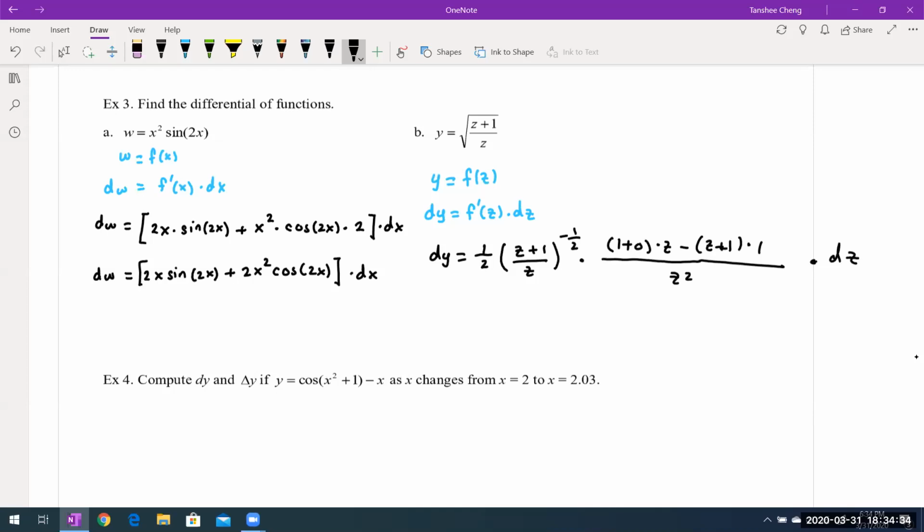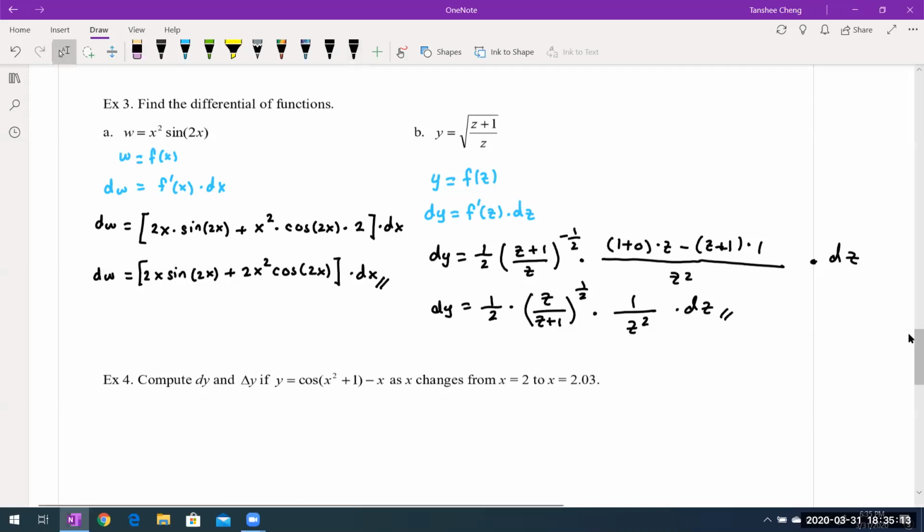Simplifying this, dy, the differential of y, is equal to 1/2 times, changing this into a positive exponent by reciprocating the base, (z over z plus 1) to the 1/2 power, and simplifying the top part right here, z minus (z plus 1), which will be negative 1, over z squared times dz. So this is my differential of the function. Any questions before I move any further on finding the differentials?